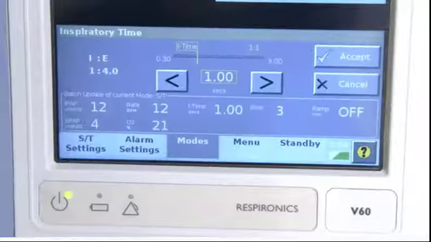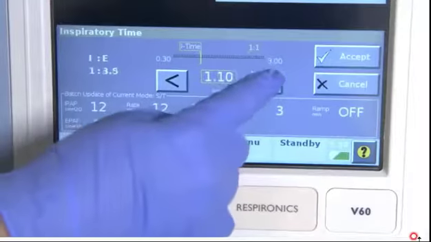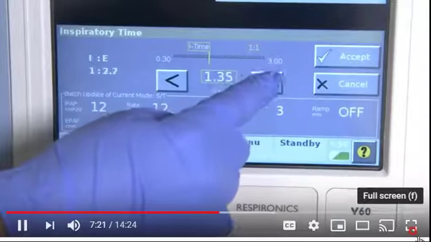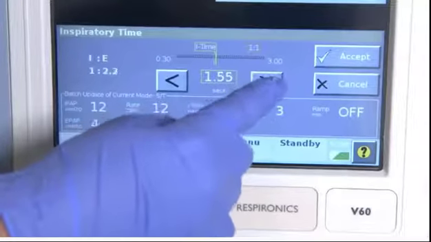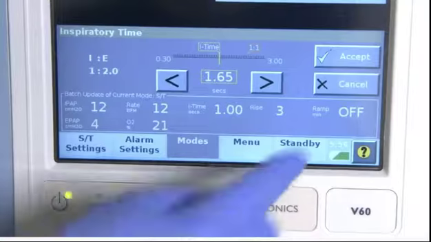Next is the inspiratory time. This is the time you're allowing the patient to inspire during the cycle. Changing the inspiration time will alter the I to E ratio. We generally set a 1:2 ratio for patients.